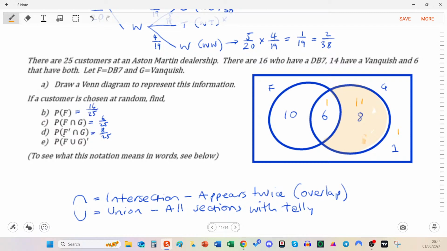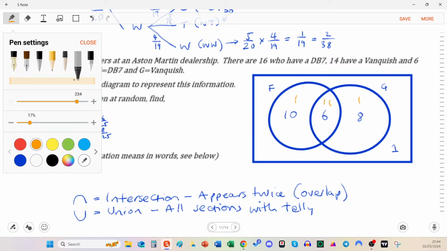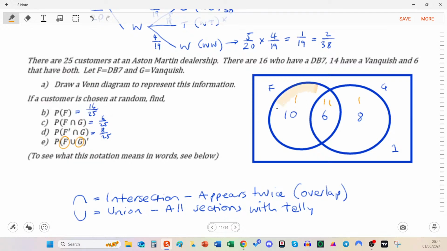So F is, well, let's get clear this first. F is here and G is here. And the union speaks on all of the parts that have a tally in. So that is that and this. So this is in fact the union of F and G. It's everything. It's F and G and both.